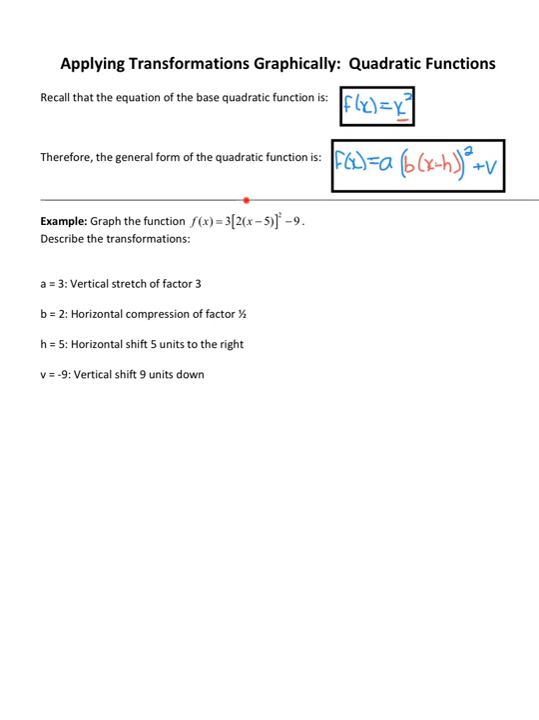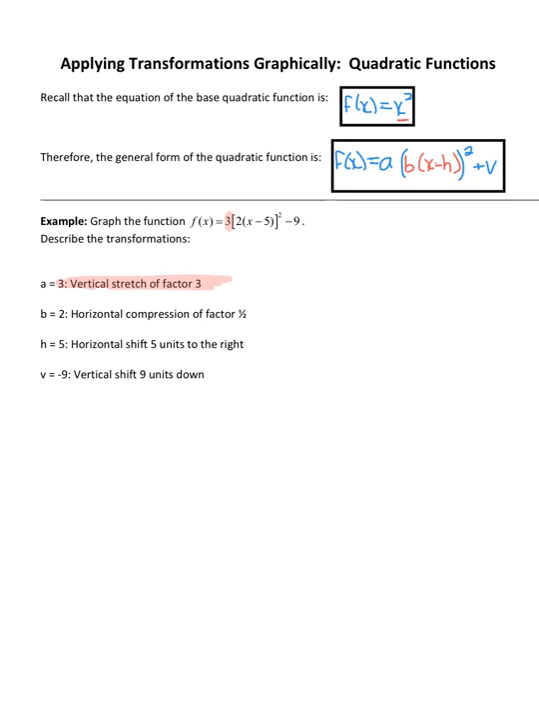So let's look at this example here given, and it is in this form. So we are now able to identify and describe the transformations. Outside of the bracket here we have a 3. So that means our a value is 3, and because it's multiplying the brackets, that means there is a vertical stretch of factor 3.